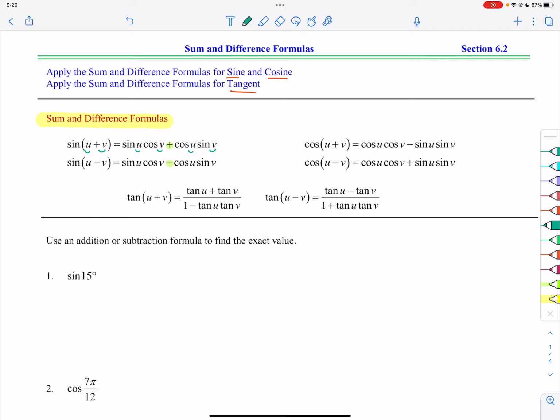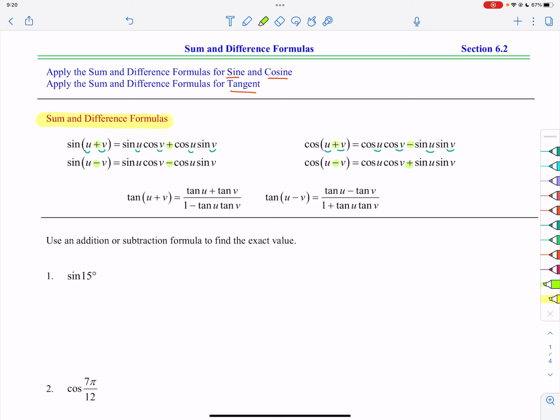Now what makes it different between the sine sum and difference formulas, and the cosine? Take a look here. We have the cosine of u plus v, and we are going to take the cosine of u and the cosine of v first and multiply those together, and then the sine of u multiplied by the sine of v multiplied together. Now what do you notice? These signs are opposite, where those were the same.